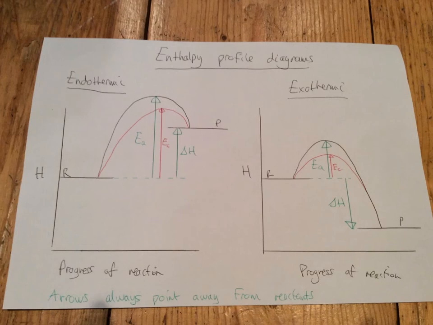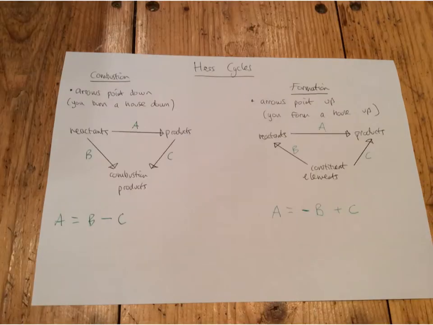Okay, guys, so that is our first one on enthalpy profile diagrams. The next one, this one's all about Hess cycles. There's two types of Hess cycle, where you'll be given the enthalpies of combustion and one where you'll be given the enthalpies of formation. So you'll know which Hess cycle to use by looking at the data given to you.